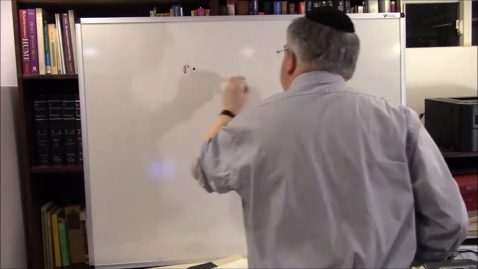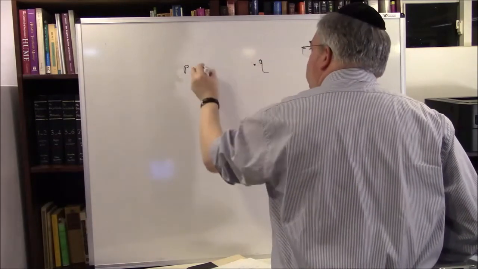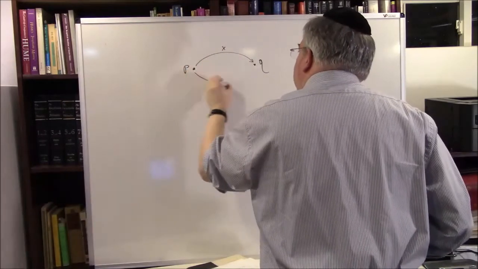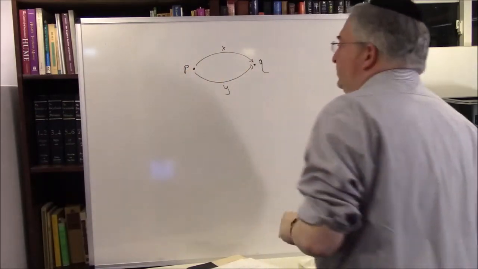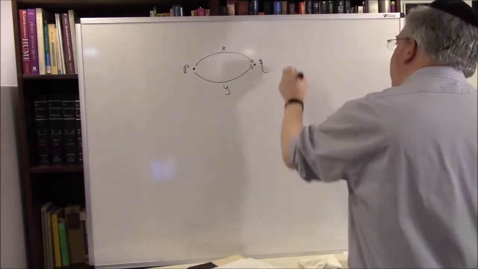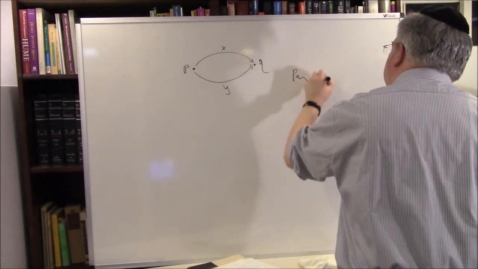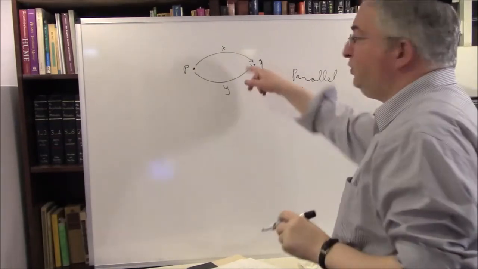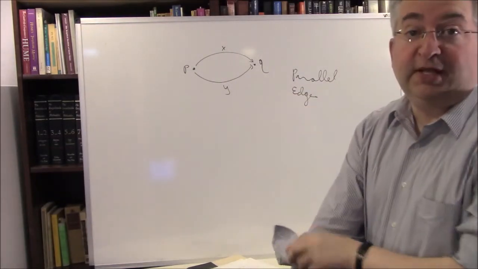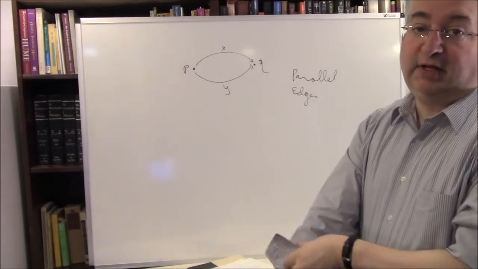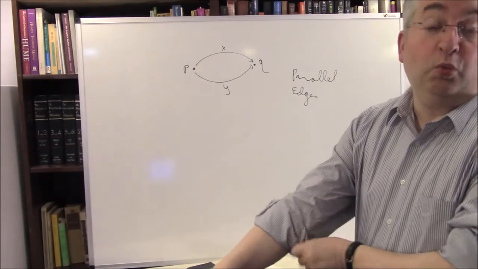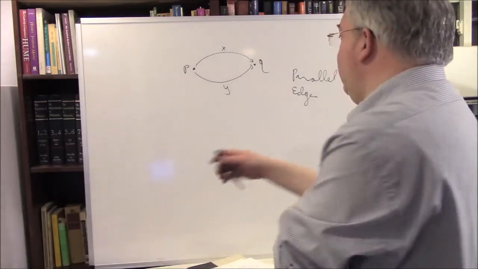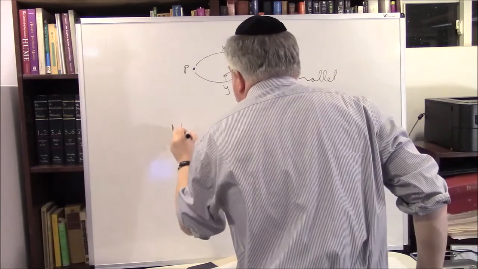Okay, next. If you have a point P, and you have a point Q, and you have an edge, we'll call it X, and an edge, we'll call it Y, something like this, this is called parallel edges. Two things pointing from the same place to the same place is parallel edges. You can have 3 or 4 or 5, or well, if you only have one, then there are no parallel edges.